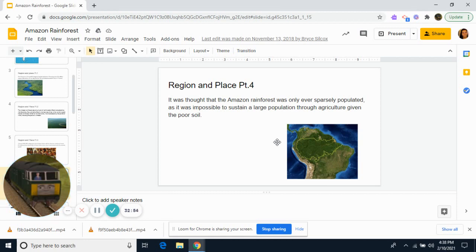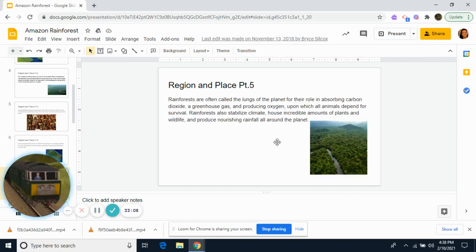All right, part 4. It was thought that the Amazon rainforest was only ever sparsely populated, as it was impossible to sustain a large population through agriculture given the poor soil. Part 5. Rainforests are often called the lungs of the planet for their role in absorbing carbon dioxide and greenhouse gases and producing oxygen, upon which all animals depend for survival. Rainforests also stabilize climate, house incredible amounts of plants and wildlife, and produce nourishing rainfall all around the planet.